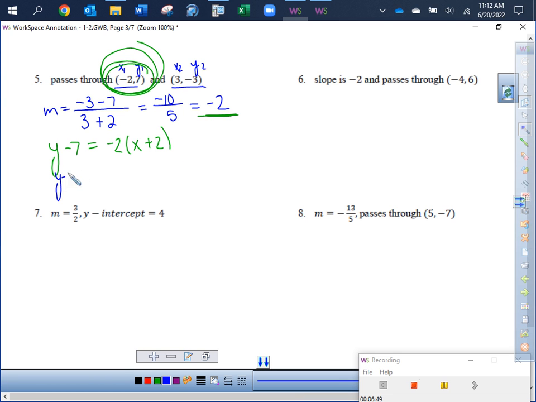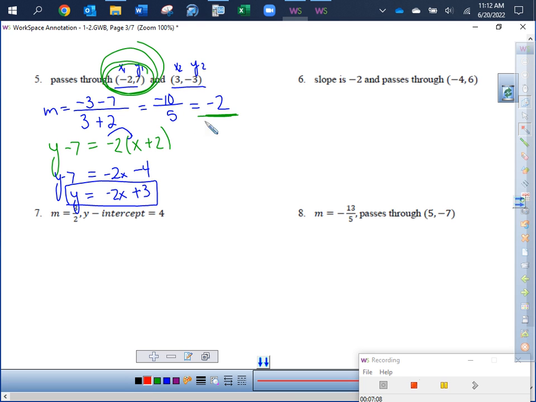Bring Mr. y -7 down, again showing work just like I do. It's all part of the test, and then we distribute to get us a -4. Then we'll add 7 to both sides to keep this thing balanced. -4 plus 7 is a +3. Box it, because that's our final.